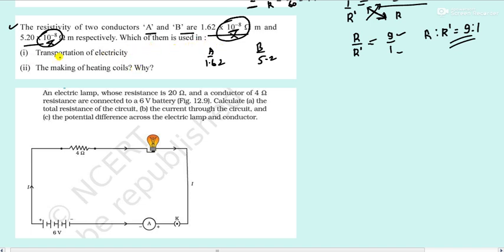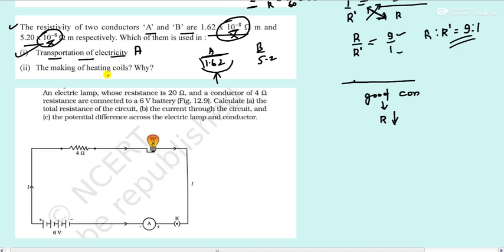Which of them is used in transportation of electricity? For transportation of electricity, the wire should be a good conductor of electricity, right? A good conductor means the resistance should be less, correct? And resistance is less where resistivity is low. So A has less resistance, therefore its resistivity is less, and therefore it can be used for transportation of electricity. So conductor A is used.